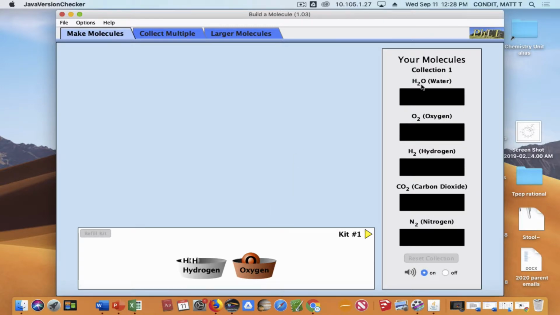So the first one it wants me to build is water. We all know this one, it's H2O. Well, the H stands for hydrogen. That little subscript in the formula tells that there's two of them in there, and the O stands for oxygen. So I can build that molecule simply by going like this, and there is my H2O, and I can put it in there and it tells me I've successfully done that.